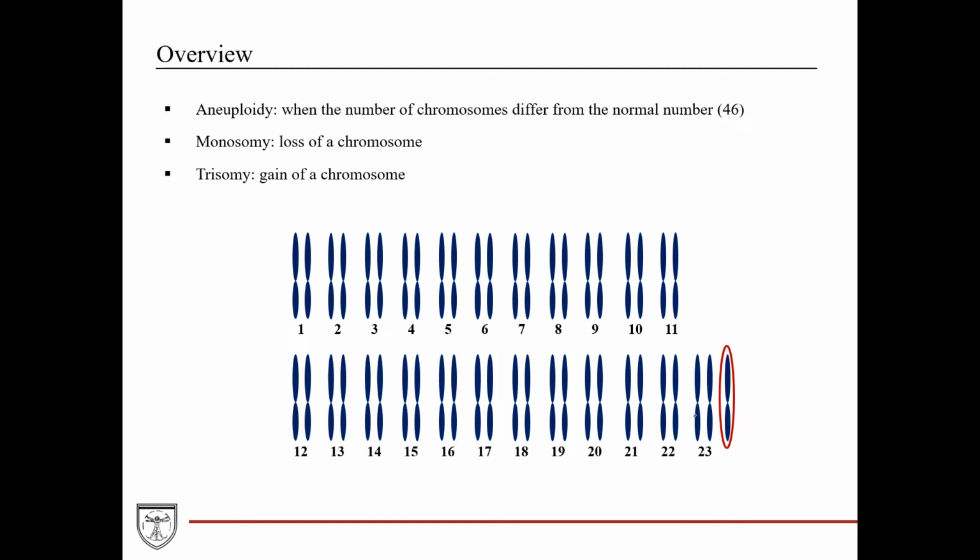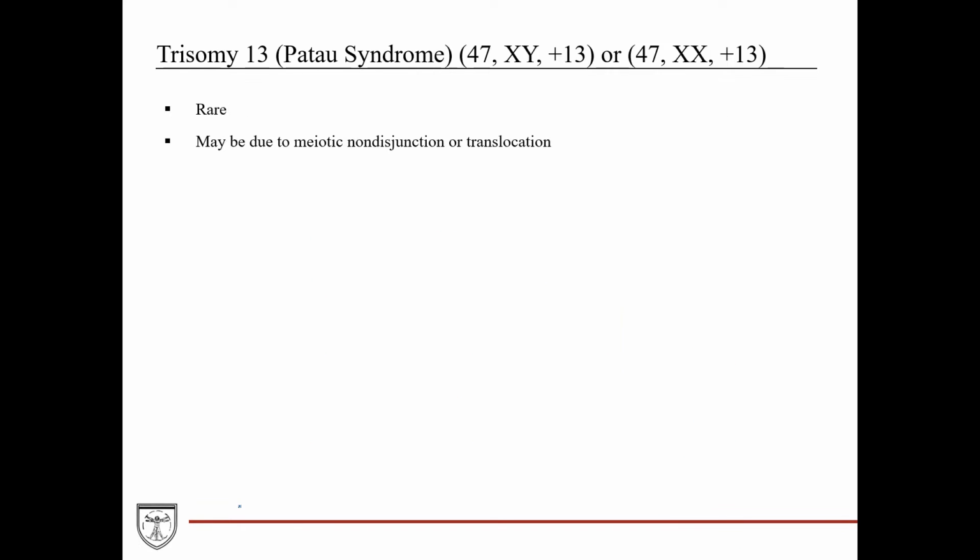And the last thing I'll point out is that this last pair, this 23rd pair, is your X and Y chromosome if it's a male, or it's your XX if it's a female. So this is the sex chromosomes, the last, or the 23rd pair. So the first disease we'll go over is trisomy 13, or Patau syndrome.